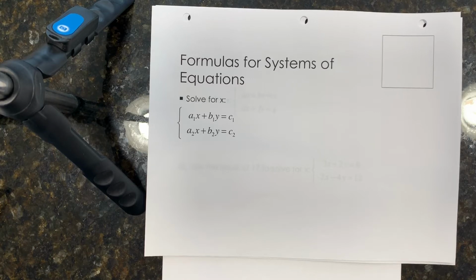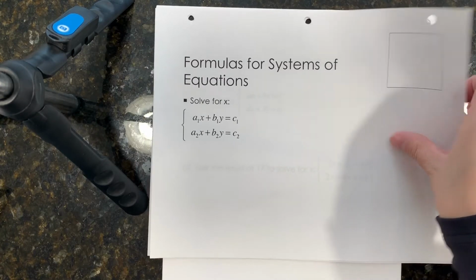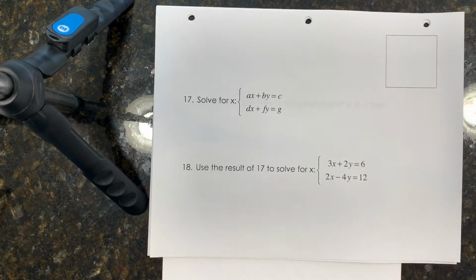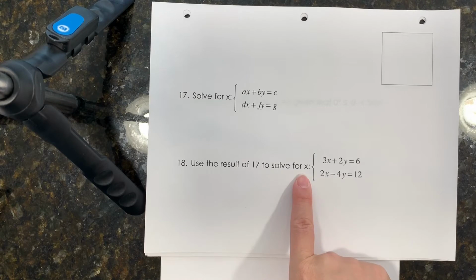Now using that, you're going to then be able to plug in numbers that will all be represented by each of those letters. So what I want you to do is we're going to look at number 17 and number 18 from this lesson. So for number 17, they asked us to solve this equation for x. And what you're going to do after you do that, for number 18, is to use the results from 17 to solve for x.